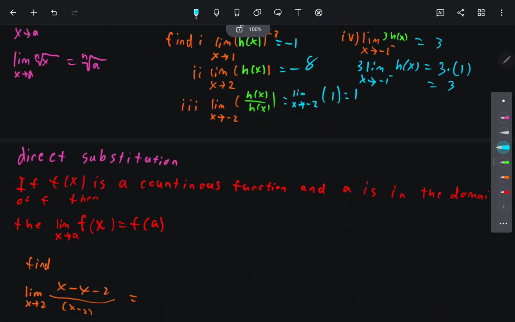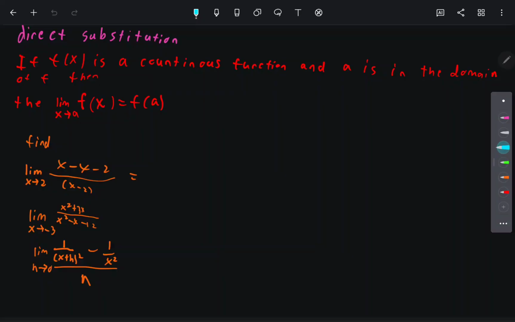Alright, continuing on. We have direct substitution. Now, direct substitution is not always going to work, but there's several ways that we can make it work. So if f is a continuous function and a is in the domain of f, then the limit as x approaches a of f of x is equal to f of a. What is a continuous function, you might ask? Well, you're going to find out here in a few videos. But for right now, the way that I would like to define it is a function that you can draw without your pencil leaving the paper.